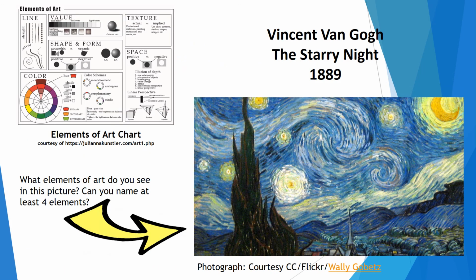And finally, I have the Elements of Art chart, and I have Vincent van Gogh's The Starry Night from 1889. What elements of art do you see in this picture, and can you name at least 4 of the elements?